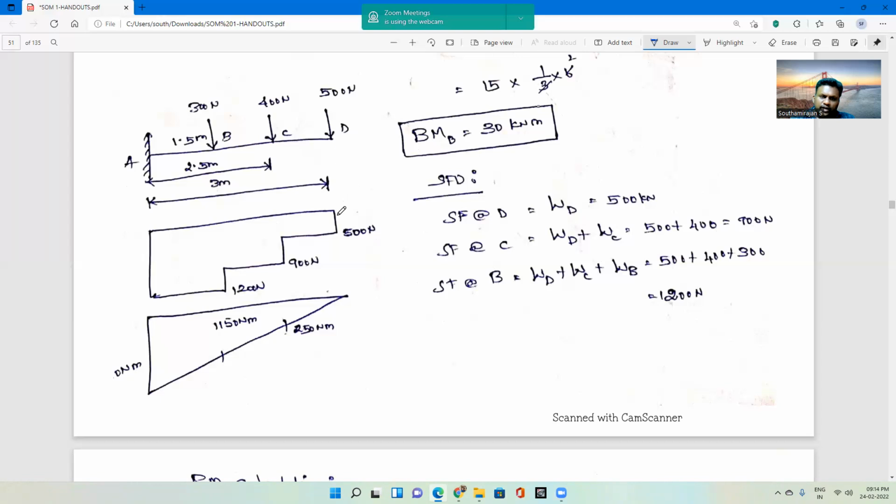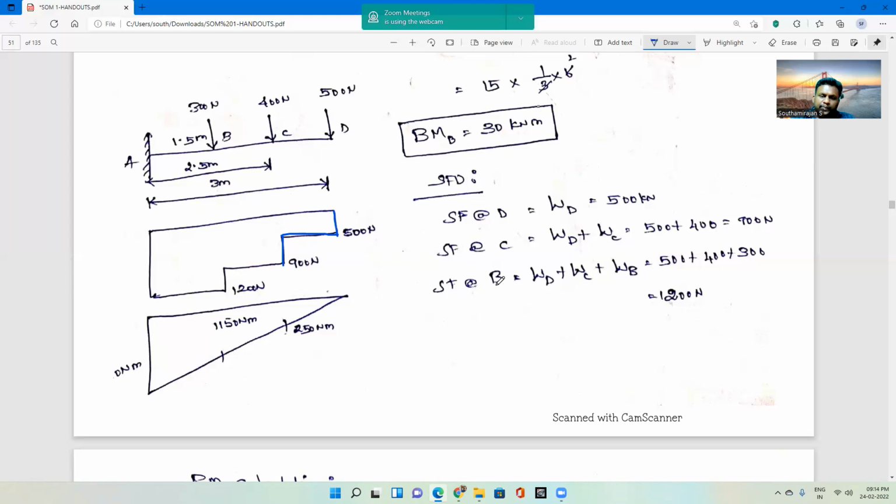We have calculated the variation of load will be 500 kilonewton at D point. So we are applying the load W of 500 kilonewton. After that, in the distance from C to D, there won't be any load. So if the load is empty, you have to draw a horizontal line. After that, at C point, we have calculated the load as 900 Newton. So draw a perpendicular line for a magnitude of 900 Newton.